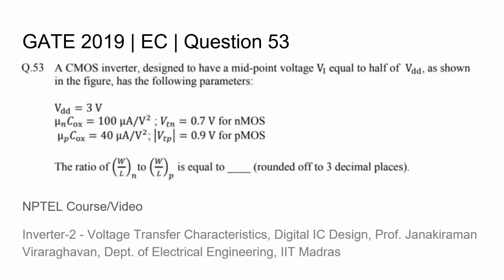This is question 53 from the GATE 2019 EC paper, where we are given that a CMOS inverter designed to have a midpoint voltage Vi equal to half of VDD has the following parameters: VDD equal to 3 volt, mu_n Cox is 100 microamp per volt square, VTN is 0.7 volt, mu_p Cox is 40 microamp per volt square, and mod VTP is 0.9 volt. We are asked to find out what the ratio of W by Ln to W by Lp is, rounded off to 3 decimal places.